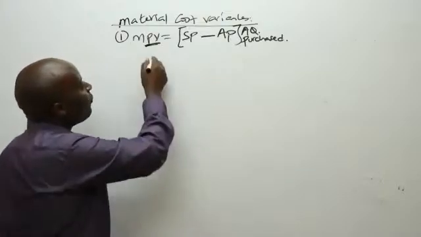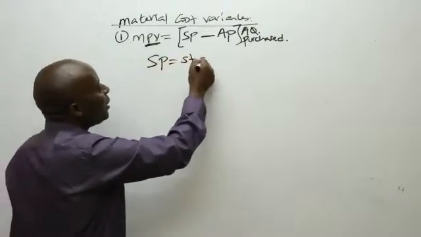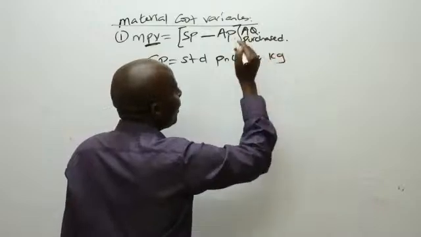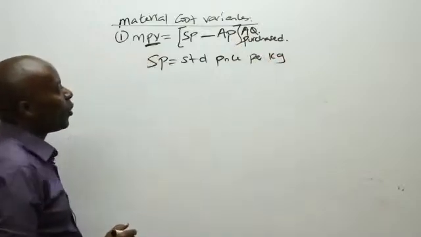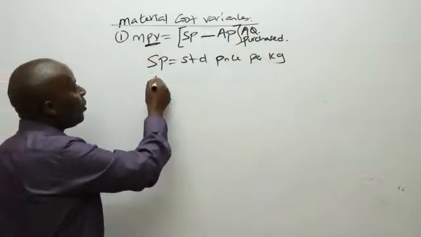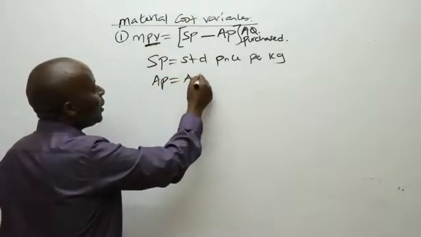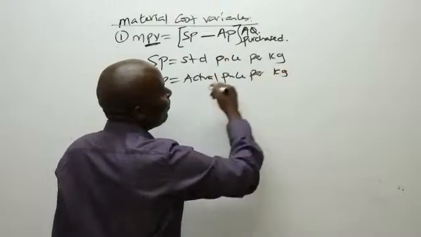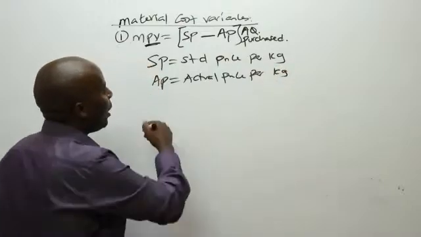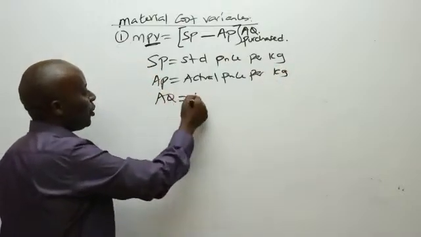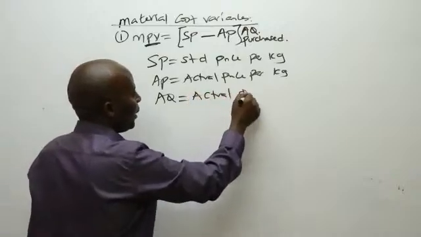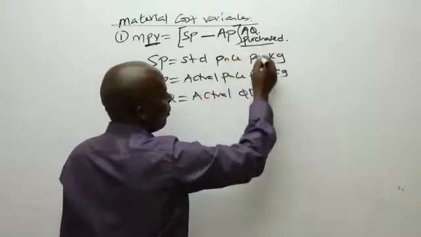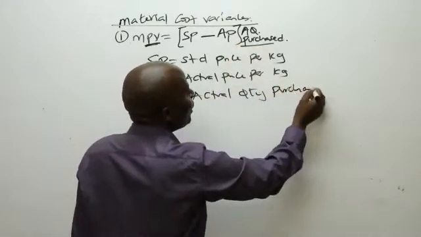So please write in full that SP is the standard price per kilogram, and then we have AP, which is the actual price per kilogram, and then we have AQ. AQ is the actual quantity that was purchased.